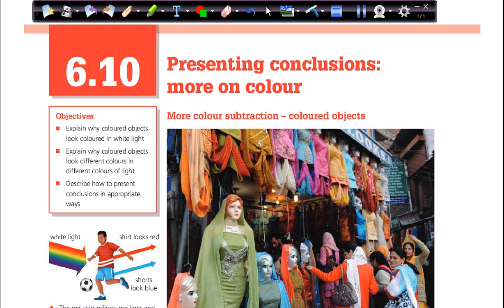We studied also about filters, and we said filters absorb some colors of light and transmit other colors. So they can pass some colors of light and they can prevent the others, they can absorb them. So this is a filter. Today we will study more and more about colors.